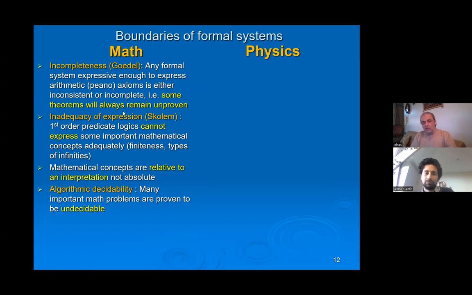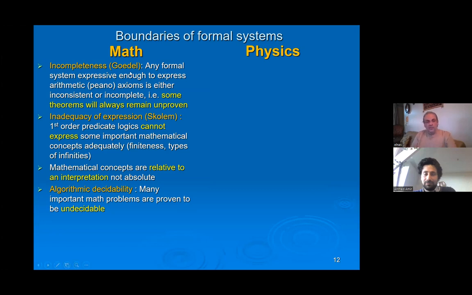So he showed that this whole endeavor, this whole trial to put mathematics on a complete and solid foundation, especially complete, was an illusion. Complete means that any theorem you can prove using the axioms, this is not possible.